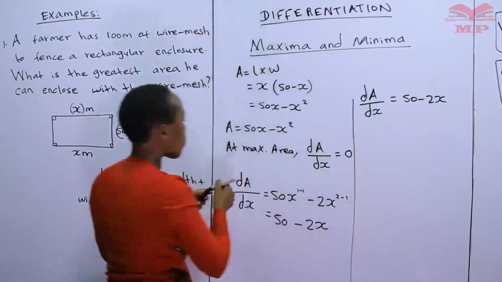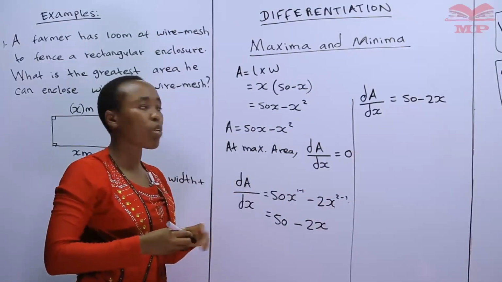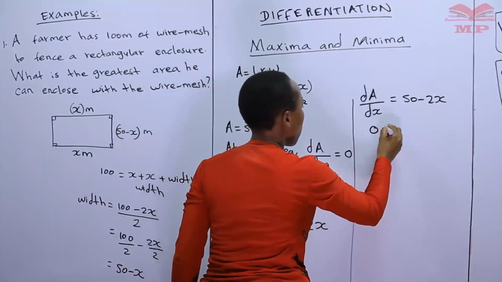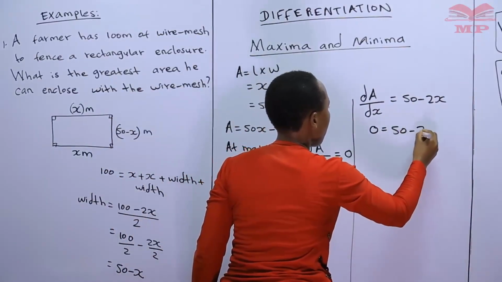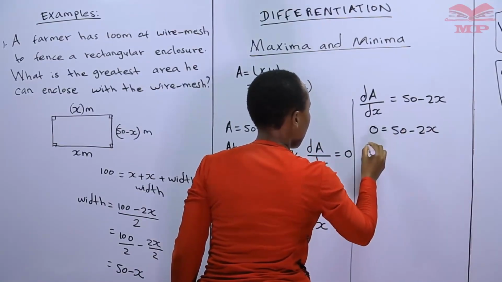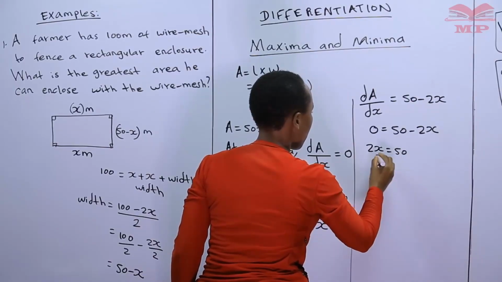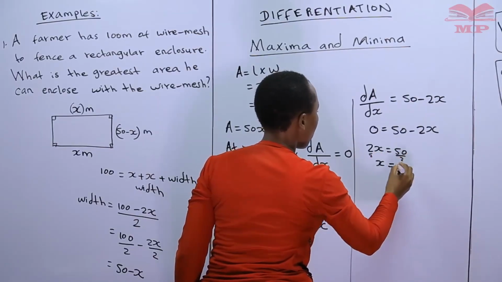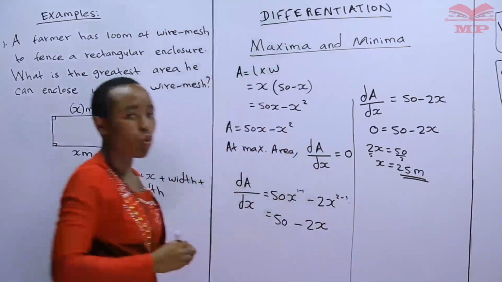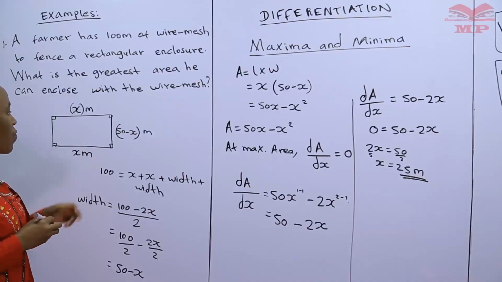And we have seen that for maximum, dA dx is equal to 0. So we equate dA dx to 0. So we have 0 is equal to 50 minus 2x. And therefore, when we take 2x to the other side, we have 2x is equal to 50. And therefore, x will be 50 divided by 2, that is 25 meters. So x is 25 meters, that's the length.